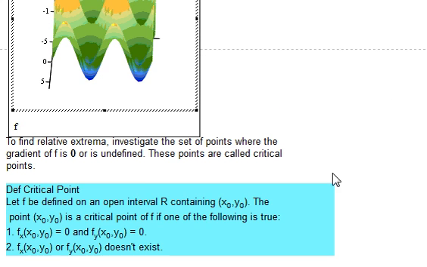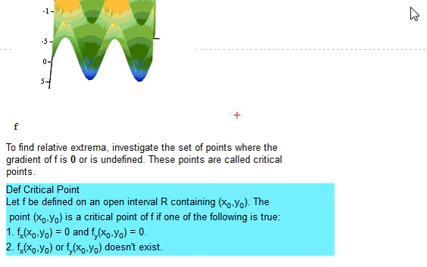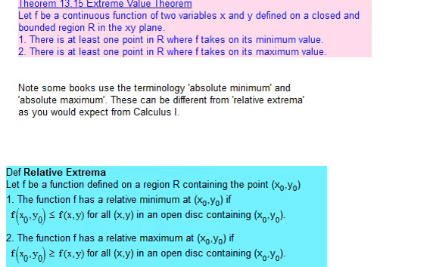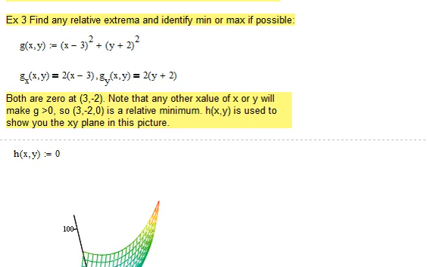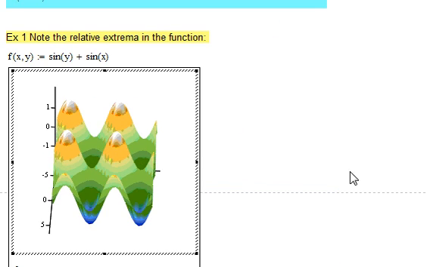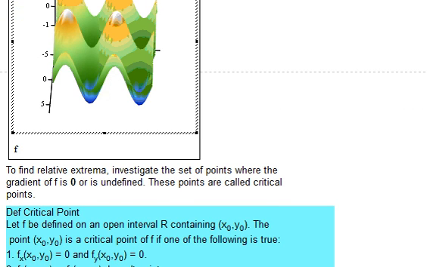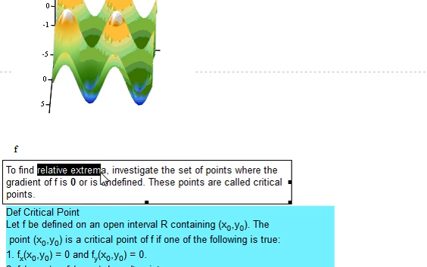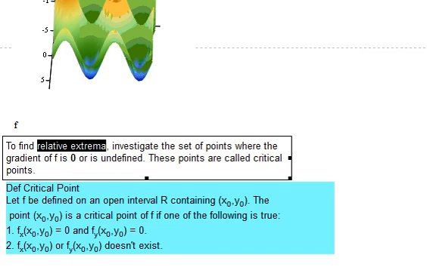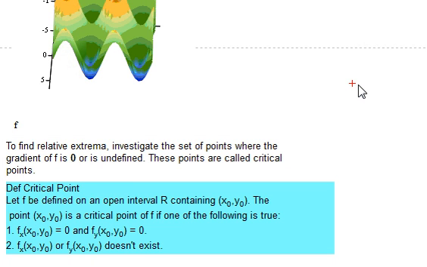Well, to find relative extrema, that's a different story. We talked about what they are, and I think you got the definition clearly. And really, this picture that I had up here makes relative maximums and minimums fairly clear, what they mean and how the definition works. I hope I talked my way through that all right. But how do you find relative extrema? To find them, investigate the set of points where the gradient of f is 0 or undefined.